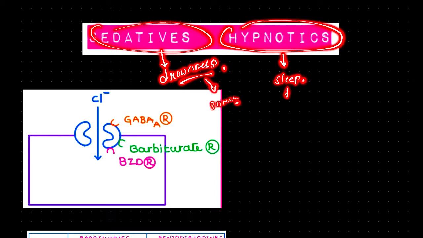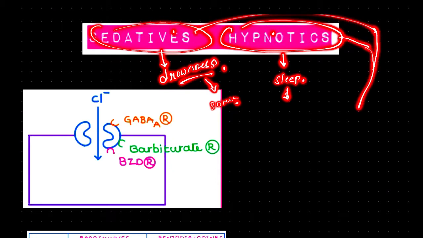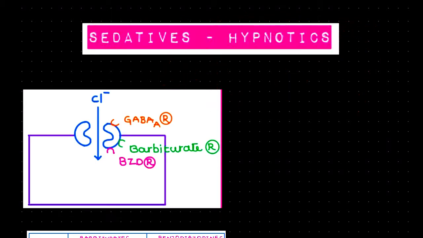And what is sleep? Sleep is a condition that will happen after 1 hour of lecture. So sedative and hypnotic effects are produced by the same drug. The only difference is that if the same drug is given in low dose, it will act as a sedative, and if it is given in a higher dose, it will act as a hypnotic. That's all.